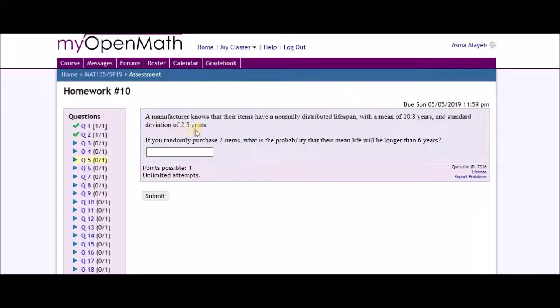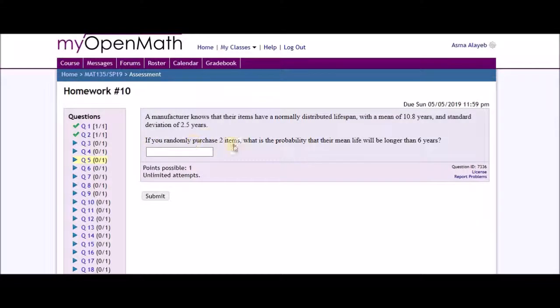The question says the manufacturer knows that their items have a normally distributed lifespan with a mean of 10.8 years and a standard deviation of 2.5 years. If you randomly purchase two items, what is the probability that their mean life will be longer than 6 years?